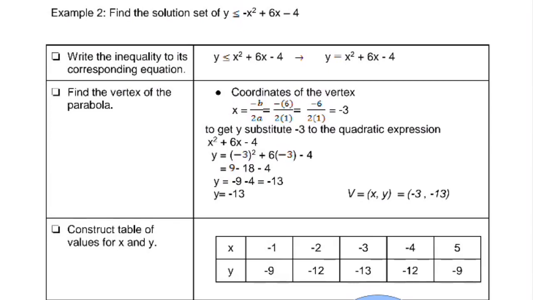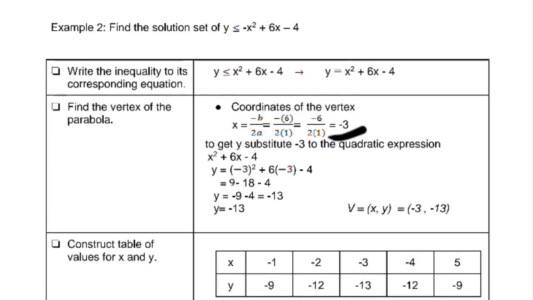So a here is 1, b is 6. So you're going to have negative 6 over 2 times 1. So negative 6 over 2 times 1, which is 2, so negative 6 divided by 2 is negative 3. So this is the value of x for your vertex.